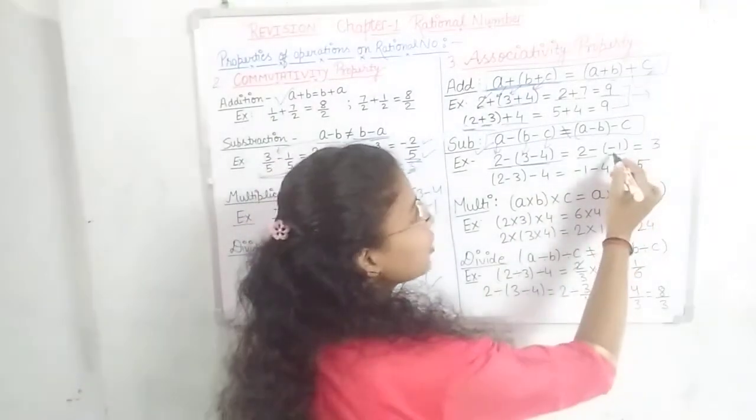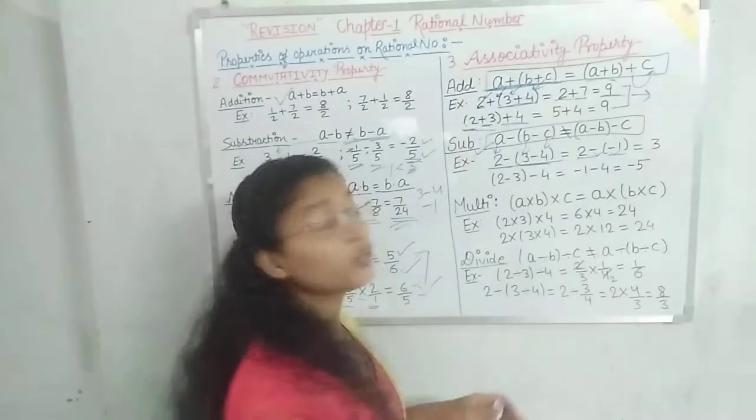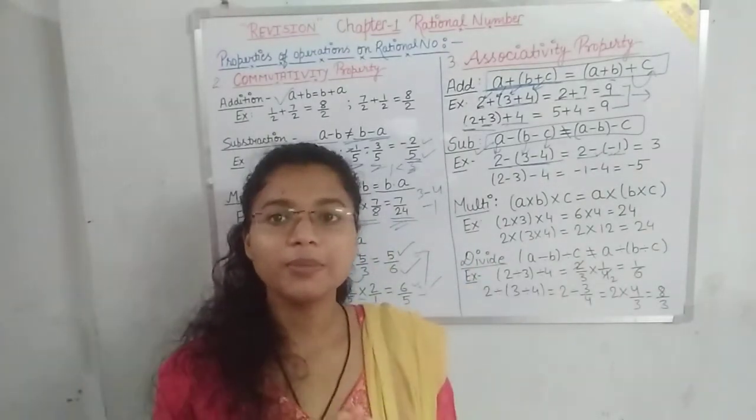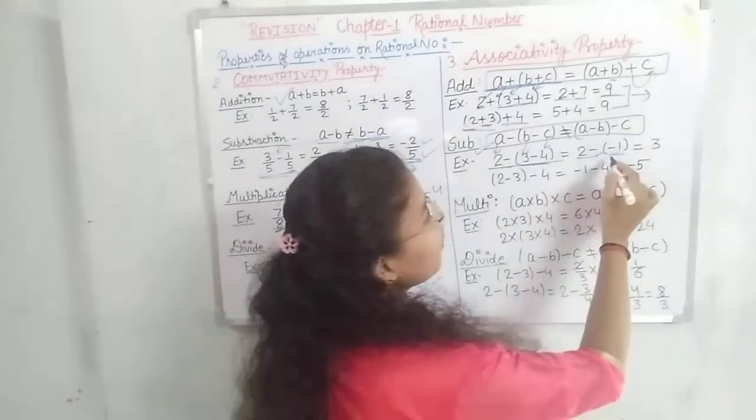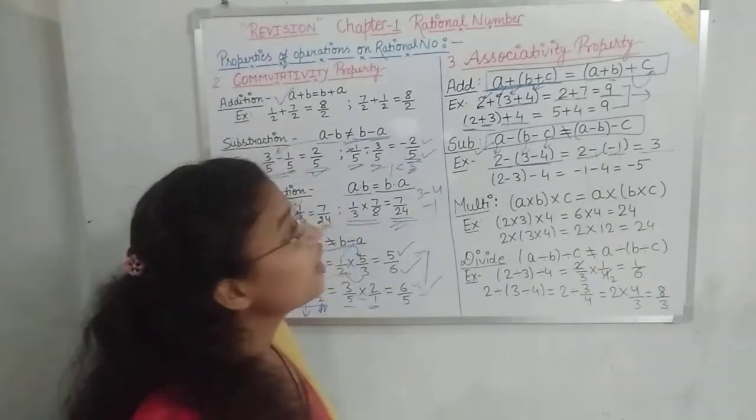Now here is also a minus, here is also a minus. When you open the bracket, this will become plus. Minus minus will always be plus. Now when you add 2 plus 1, you will get 3. Now solve the right hand side.